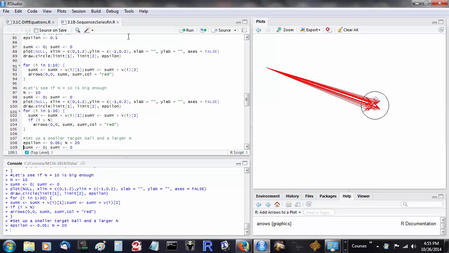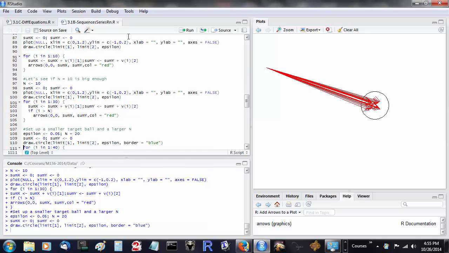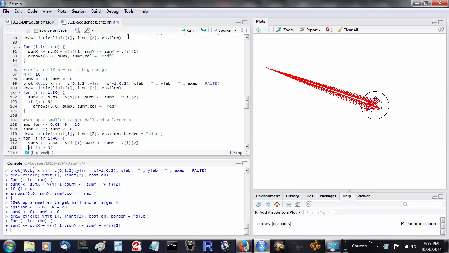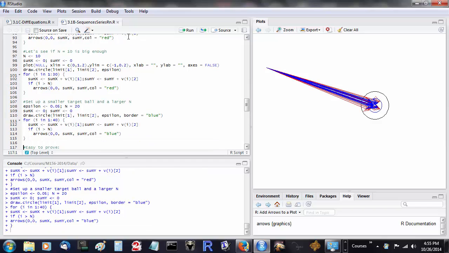I take an epsilon that's half as large. I choose a capital N that's twice as large. Repeat, but this time plot in blue, and it looks as though the blue arrowheads had made it into the second ball. And in principle, I could prove, I can't prove anything by just drawing diagrams, but I could prove by pencil and paper mathematics that no matter how small a circle I choose, eventually, if I go far enough along in the series, all the partial sums will get inside it.